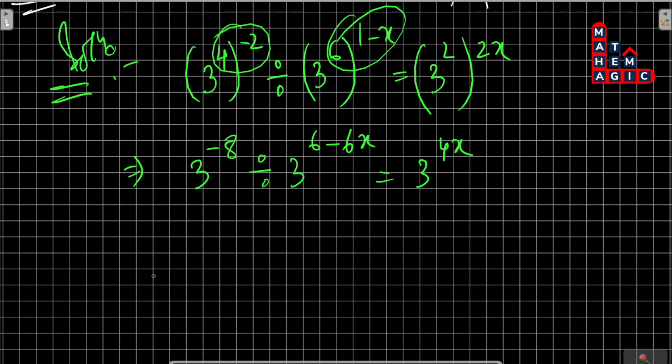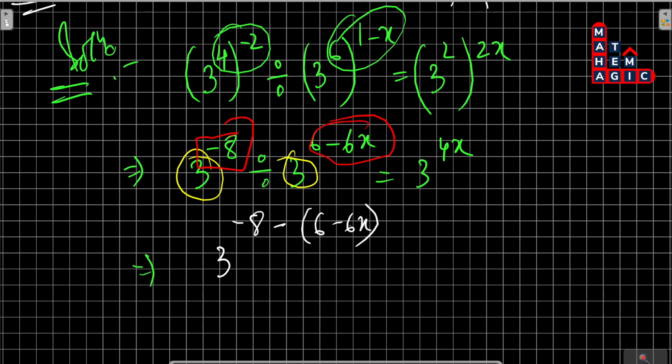Okay, so the next step is very simple. As we can see, the bases are the same. The base is 3, here also the base is 3. So we are going to subtract the powers because it's a division. If we subtract the powers, we write a single 3. So it's minus 8 minus (6 minus 6x). Is it all right? That's why we have the same thing, 3 to the power 4x.